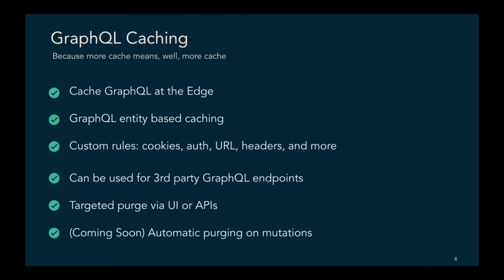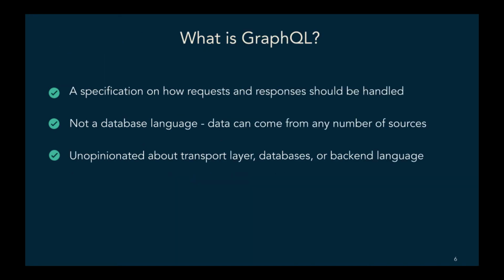With that being said, let's jump into what GraphQL is if you're not familiar. GraphQL is a specification that describes the behavior of a GraphQL server. It's really a set of guidelines on how requests and responses should be handled, like supported protocols, format of the data that can be accepted by the server, format of the response returned by the server, and so on. GraphQL is not a graph database query language.